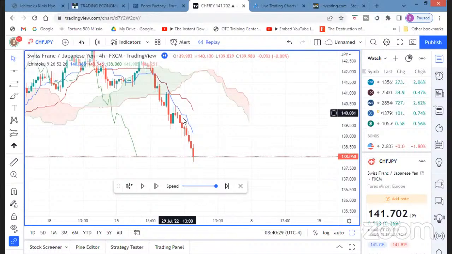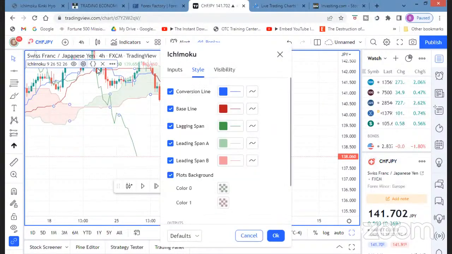Bearish cloud. Look at your Tenkan-sen and your Kijun-sen. Okay, and this one here. Let me check the settings on this one. So your conversion line is in blue here. So this is your Tenkan-sen in blue. Your baseline is in red. That's your Kijun. So this is your 26. This is your 9. Okay.